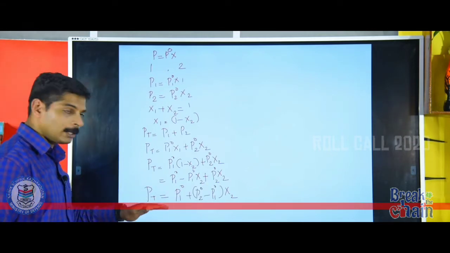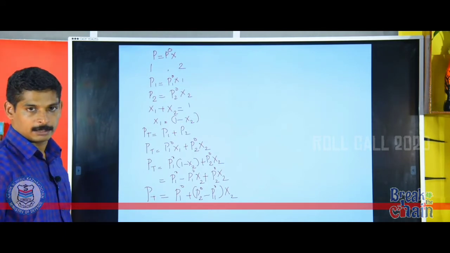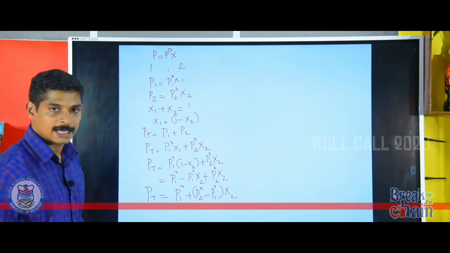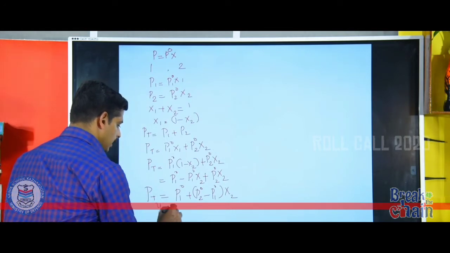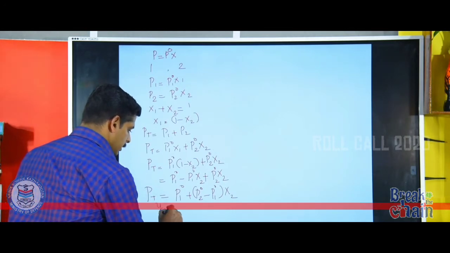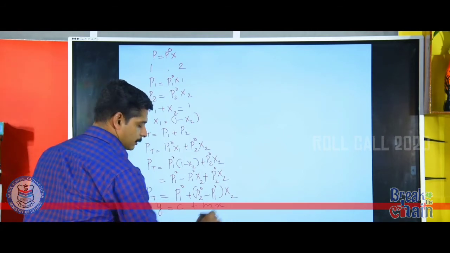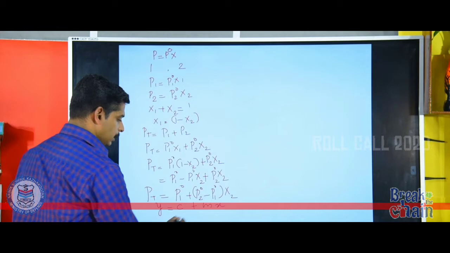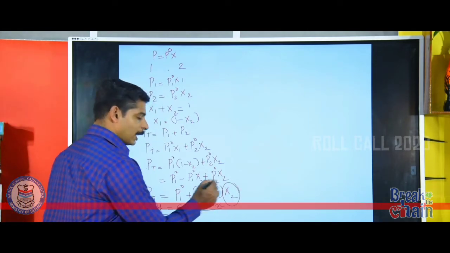Now if you look at this equation, it basically represents an equation of a straight line of the form y equals mx plus c. Here this stands for y, here it is c, here it is m, and this is x. This is nothing but an equation for a straight line, where the variable is chi 2.